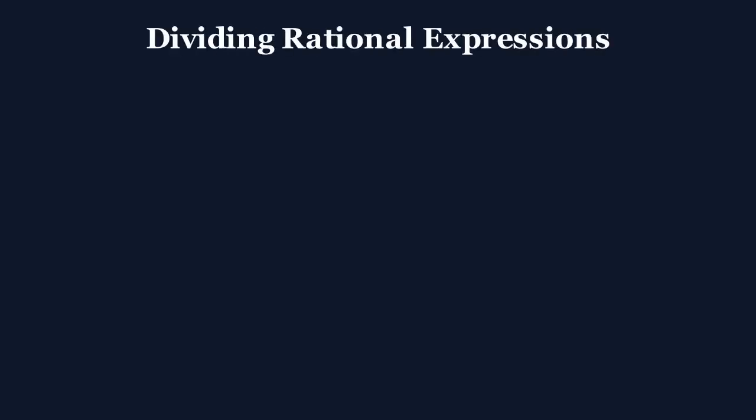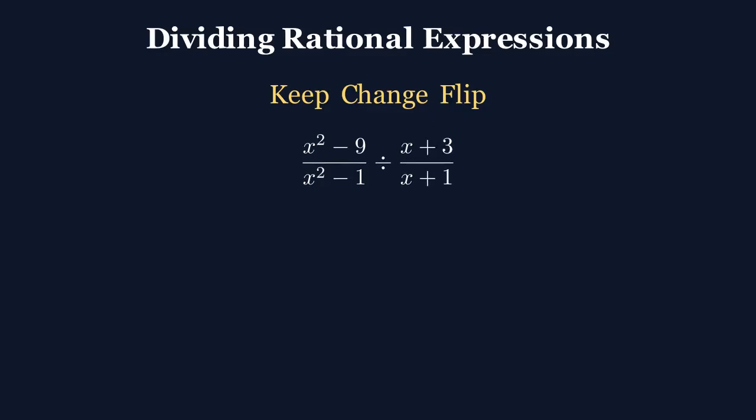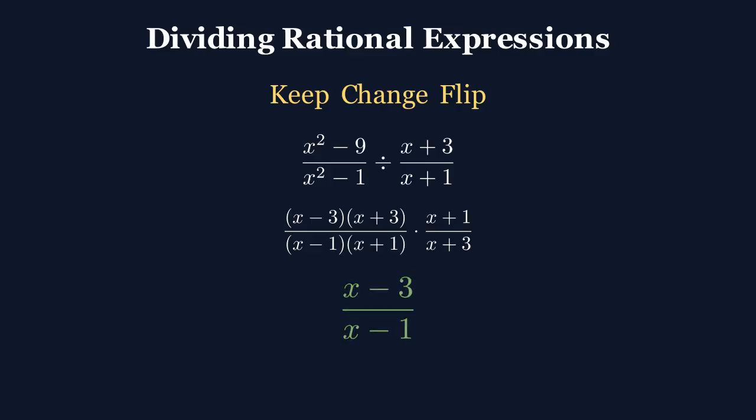Dividing rational expressions has one extra move: keep, change, flip. Keep the first fraction, change division to multiplication, and flip the second fraction. Then factor and cancel like a multiplication question. For example, x squared minus 9 over x squared minus 1 divided by x plus 3 over x plus 1. After flipping the second fraction and factoring, the x plus 3 and x plus 1 factors cancel. The result is x minus 3 over x minus 1.